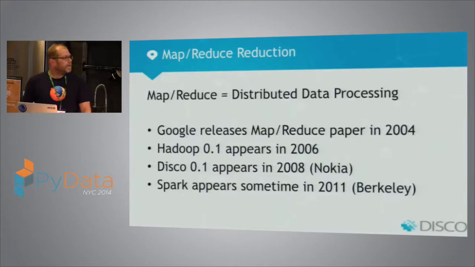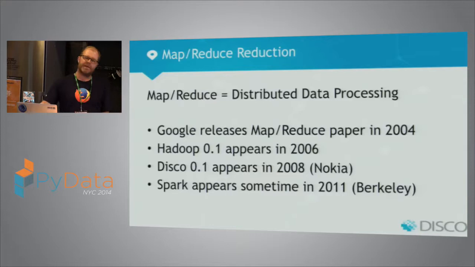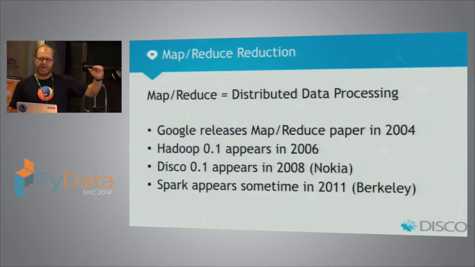So a little bit of history on MapReduce. Google released its paper in 2004. Hadoop appeared in 2006, a couple of years after, because Google did not unleash their code on the world. And Disco appeared in 2008. Nokia did Disco at their labs down in Silicon Valley, and they use it in production for a lot of their stuff. I've never worked there, but I know the guys who wrote it. Spark is kind of in the same vein as all of these other projects, and the modern Disco is actually more comparable to Spark than it is to Hadoop.